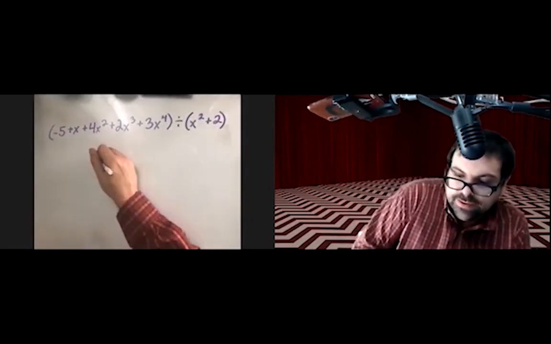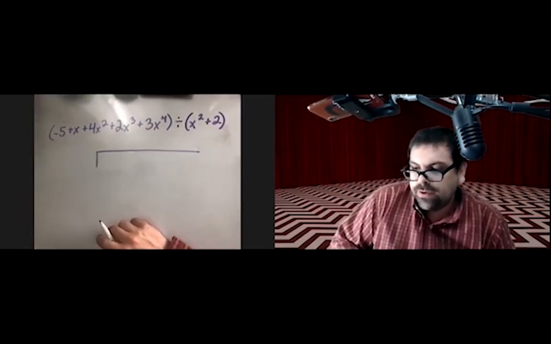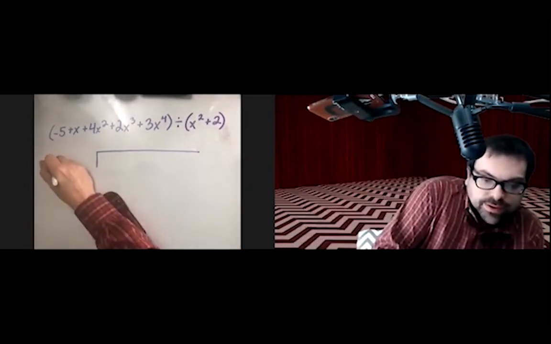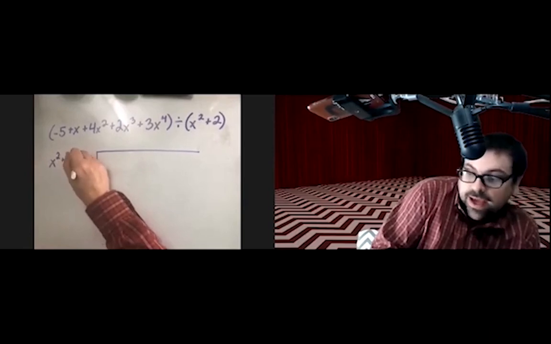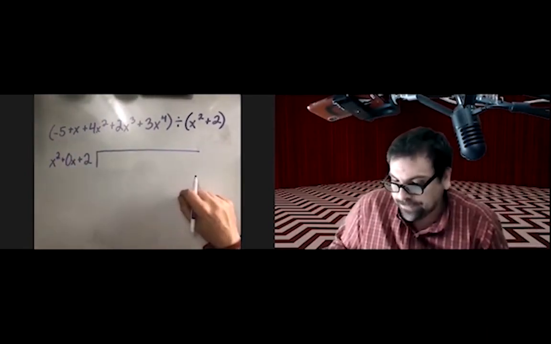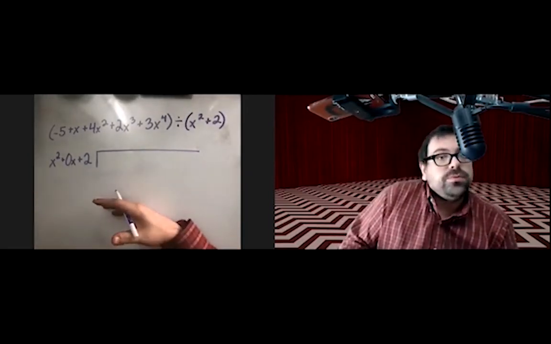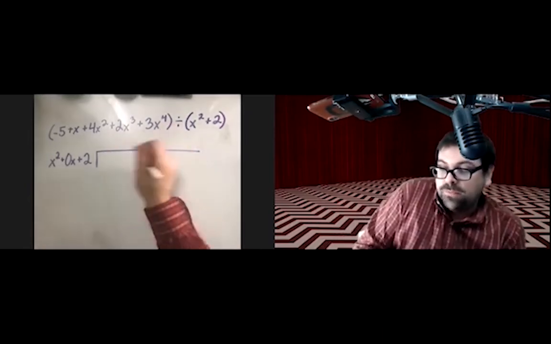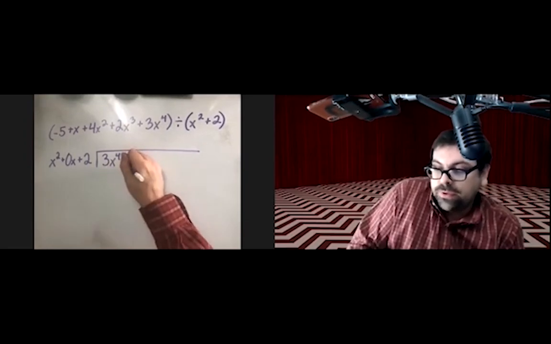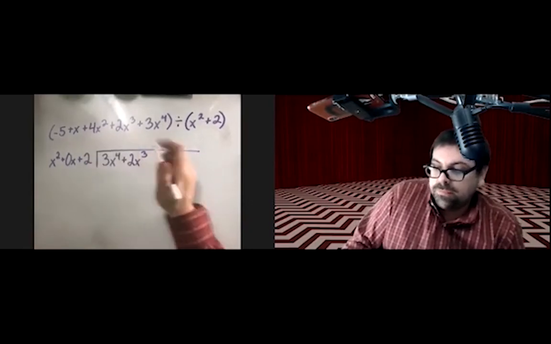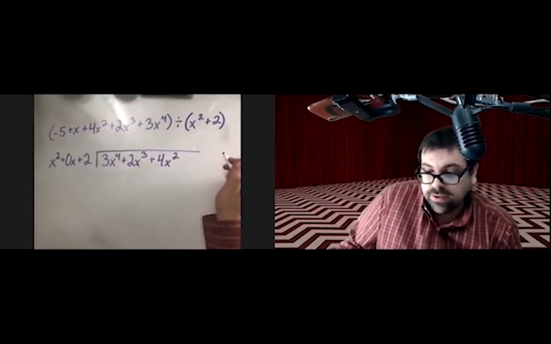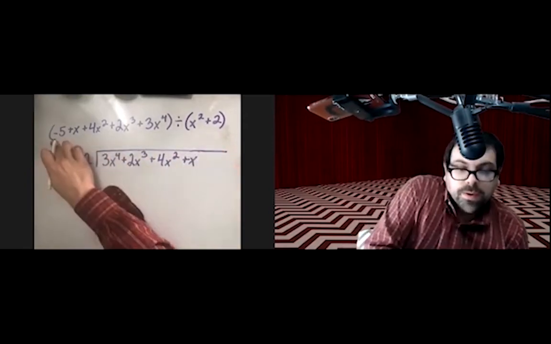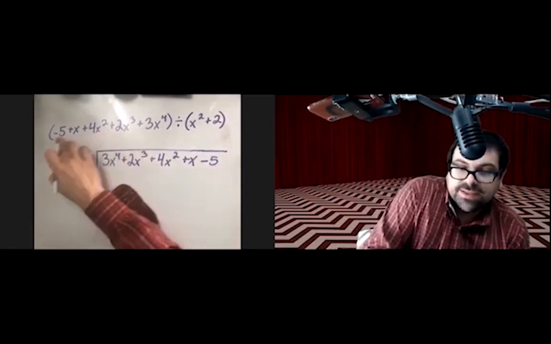When we write this as long division, divided by x squared plus 2, we're going to remember to keep our placeholder. So divided by x squared plus 0x plus 2. Underneath, we also want to rearrange now, because just like we needed to keep the placeholders, we need to keep the pattern. So it would be positive 3x to the 4th plus 2x cubed plus 4x squared plus x minus 5. All of these terms are plus except for the minus 5.